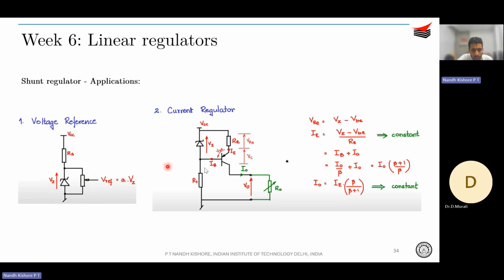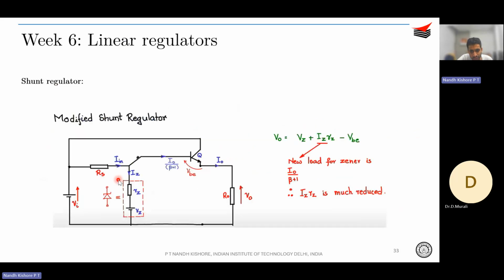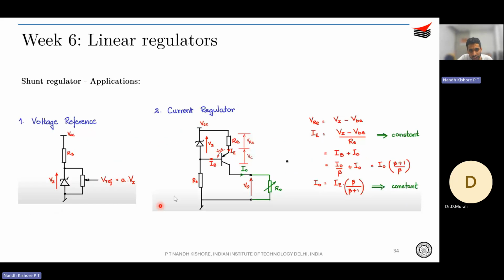But secondly, or more importantly, you can get a current regulator. Okay. So by this, again, this is a redrawing of the previous circuit that we just saw. So with that, you get kind of a current regulator. Again, in order to solve such a circuit, you just use basic principles of KVL, KCL, and know that IC equal to beta times IB. With that, you can get whatever is required.